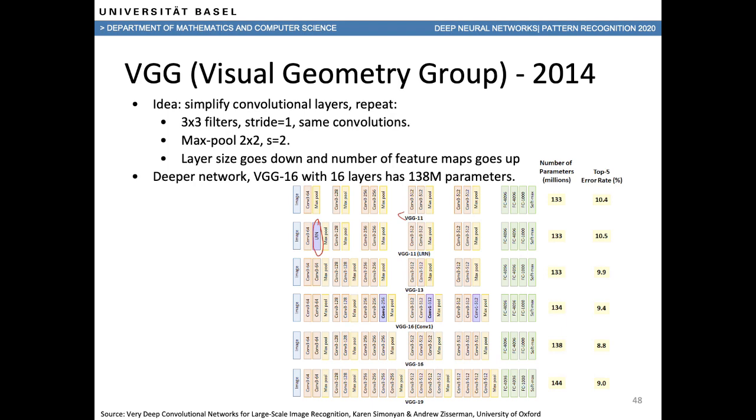Then we can increase the depth again all the way up to VGG 19, where this kind of network structure seemed to be worsening again a bit. So going from 8.8 error with VGG 16 to 9.0 error on this top 5 error on ImageNet.